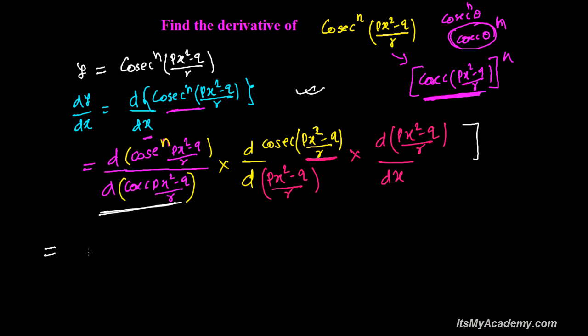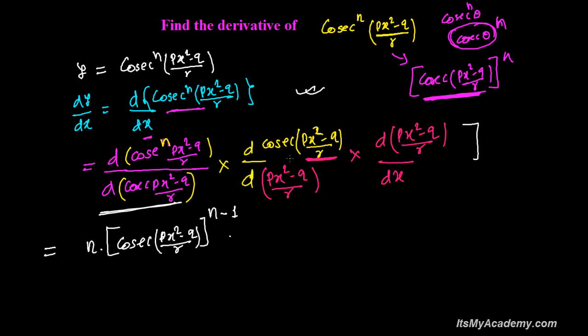Alright, now you need to make the habit of doing this without writing the power rule. You should understand it. So it's power times the base. Base is our cosec of (px square minus q over r). This is here working as an angle whose power was initially n, and there will be n minus 1 now. Alright, again times now the derivative of this part.